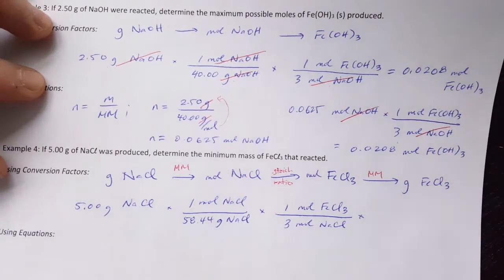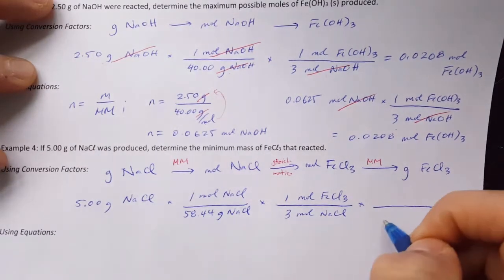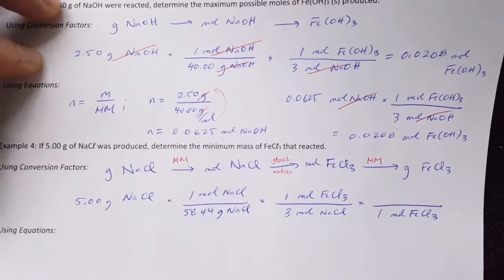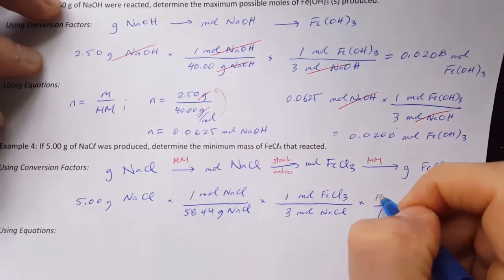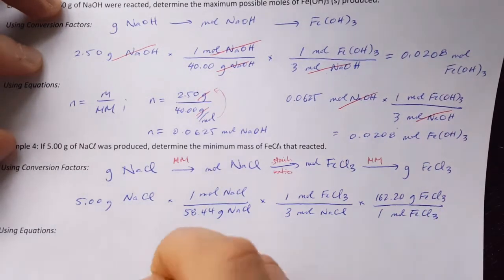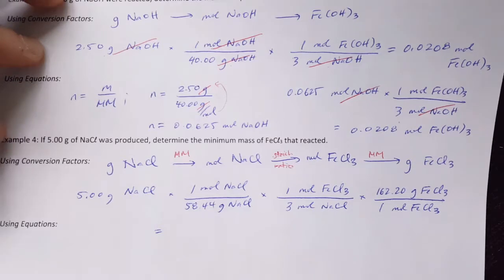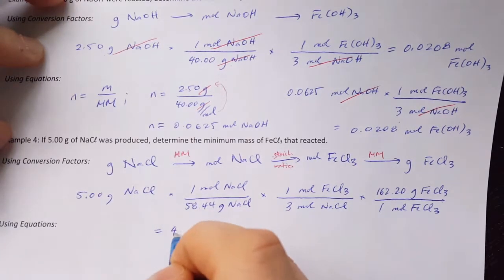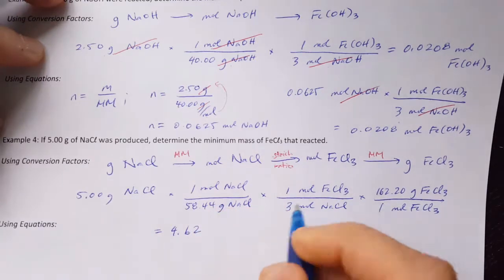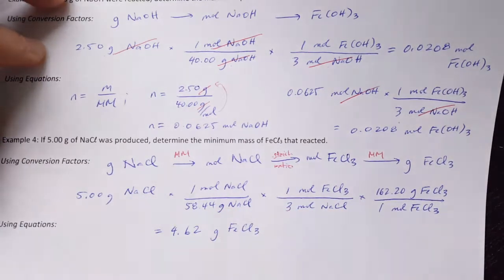And then mass of iron 3 chloride, well, we just have to calculate what the molar mass is. So every 1 mole of iron 3 chloride has what mass? And that's 162.20 grams of iron 3 chloride. And then this is just a matter of inputting it into our calculator. And my final answer would be 4.62 grams of iron 3 chloride.